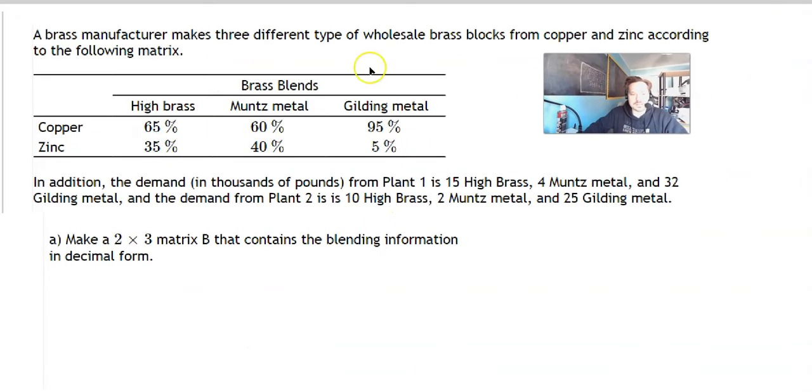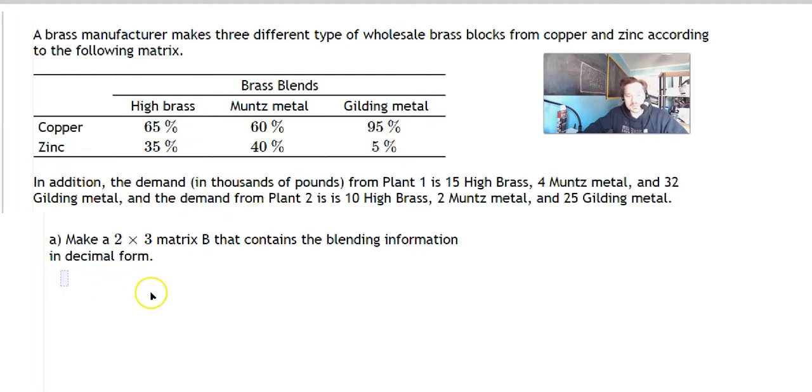Those are some applications. A brass manufacturer makes 3 different types of wholesale brass blocks from copper and zinc according to the following matrix. Copper: high brass 65%, Muntz metal 60%, gilding metal 95%. Zinc: high brass 35%, Muntz metal 40%, and gilding metal 5%. In addition, the demand in thousands of pounds, we'll get to that in a second, okay? For now, let's just look at the first one.